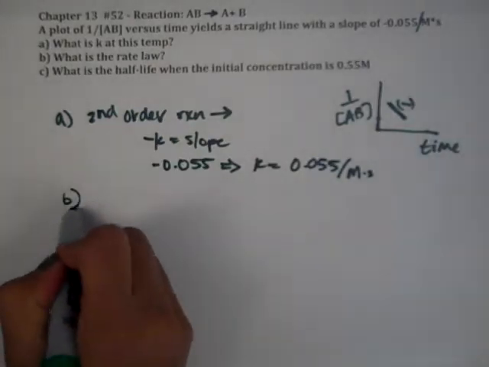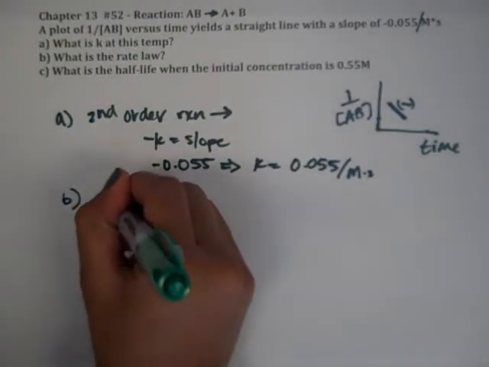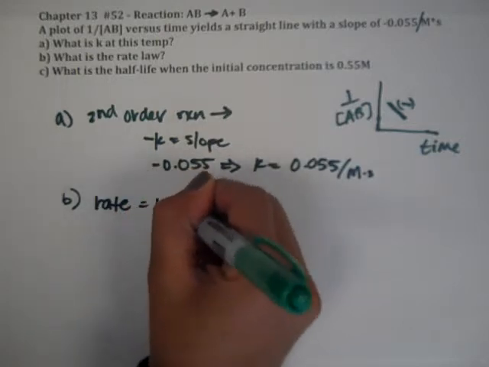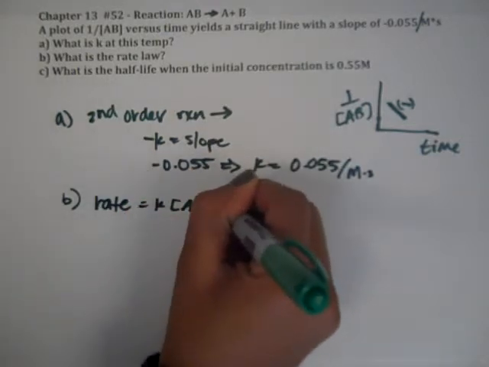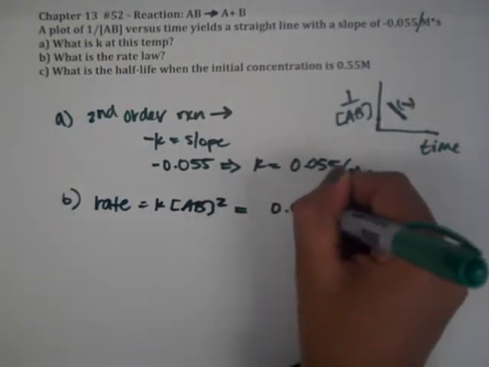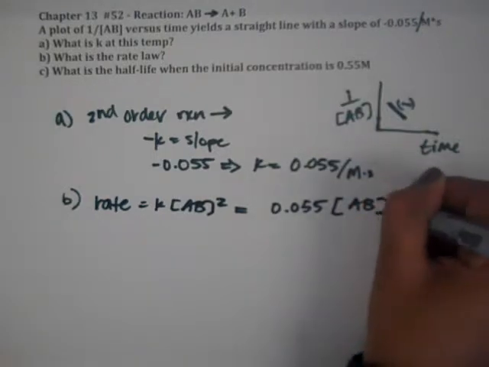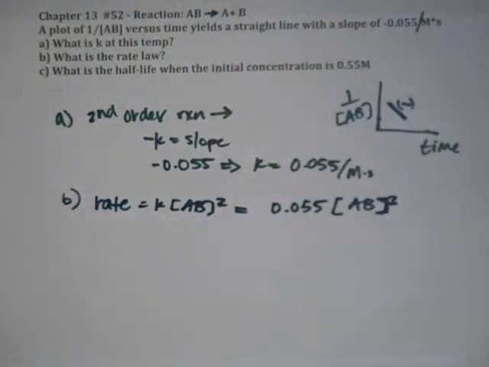Okay, now B is the rate law. The rate law for a second order reaction, which you already determined, in the general term is: rate equals K times the reactant squared. Since it's a second order reaction, we're going to have rate equals K times AB squared.